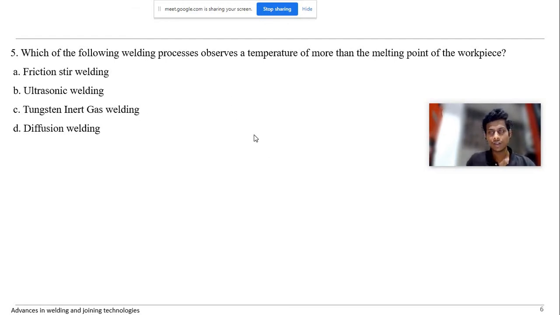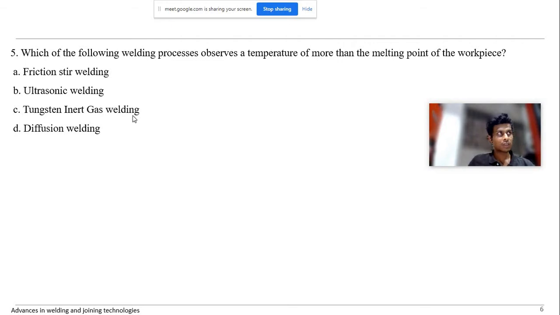In fusion welding, the material will melt, and if you consume the electrode, that is also melted, coalescence will happen and the joint will be formed. The various fusion welding processes are TIG welding, metal inert gas welding, submerged arc welding, and high energy beam welding processes like electron beam welding and laser beam welding, and also stick welding. In those processes the material will melt, so obviously to melt, the temperature should be more than the melting point.